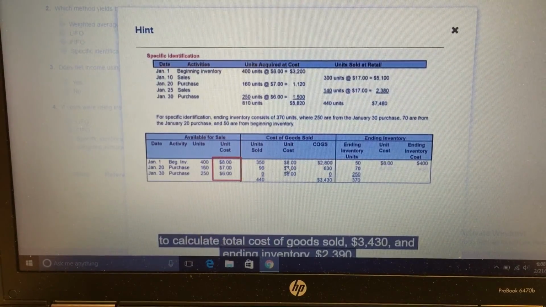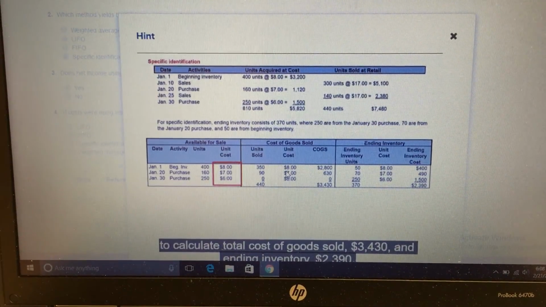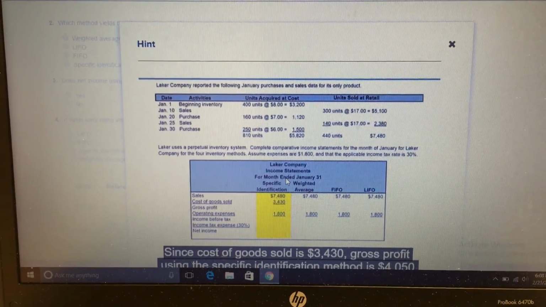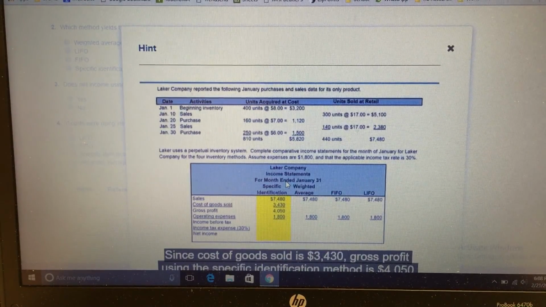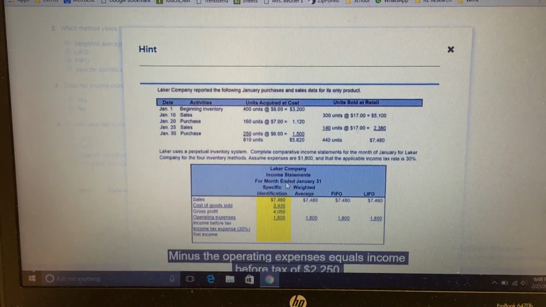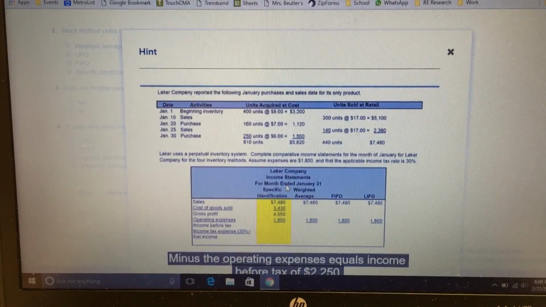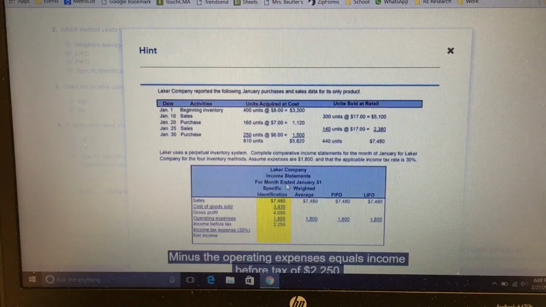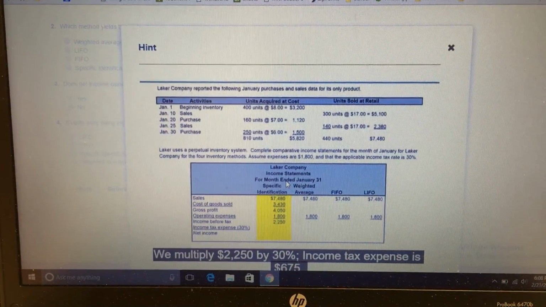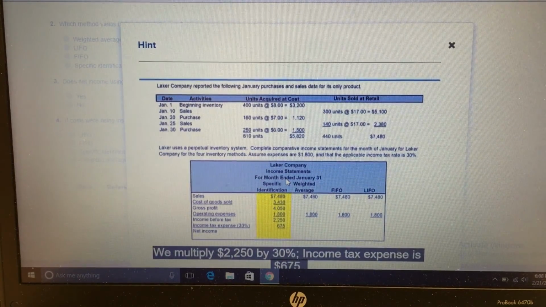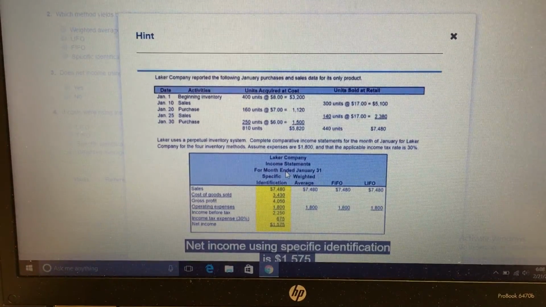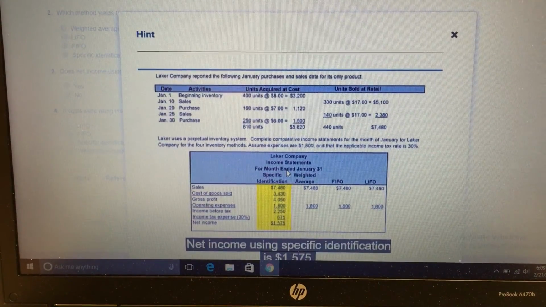$3,430, and ending inventory, $2,390. Since cost of goods sold is $3,430, gross profit using the specific identification method is $4,050. Minus the operating expenses equals income before tax of $2,250. We multiply $2,250 by 30%. Income tax expense is $675. Net income using specific identification is $1,575.